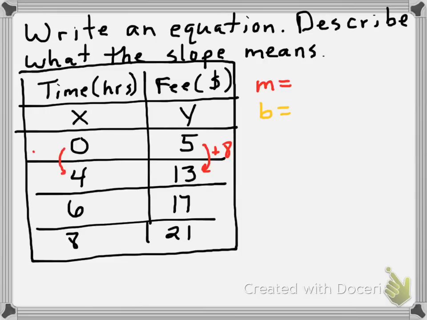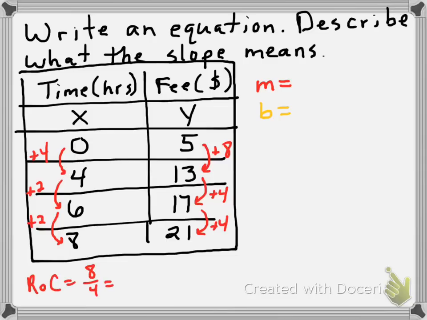You find m by finding rate of change, just like we always have. So y goes up 8, x goes up 4, y goes up 4, x goes up 2, y goes up 4, x goes up 2. So that means my rate of change is 8 over 4, or 4 over 2, which is all the same thing, which is 2. So that means my slope is 2.